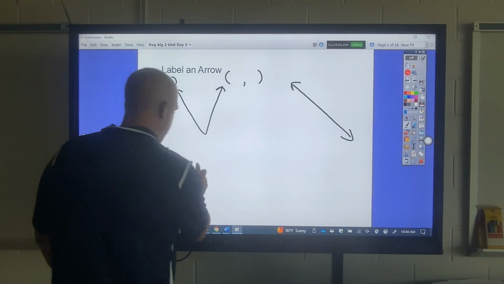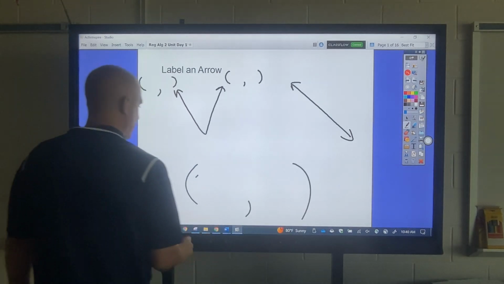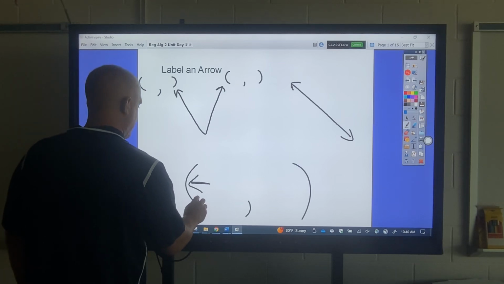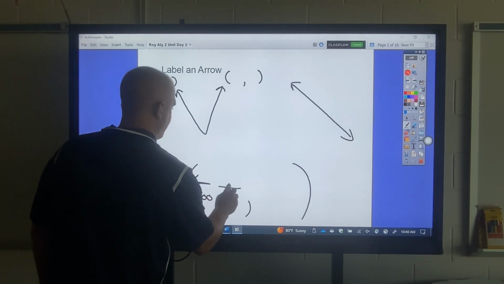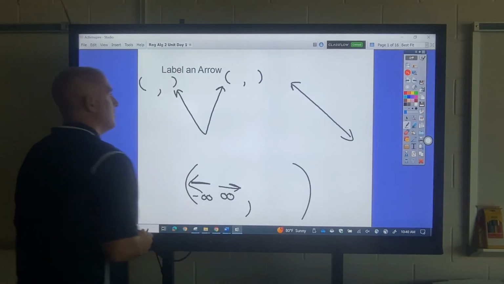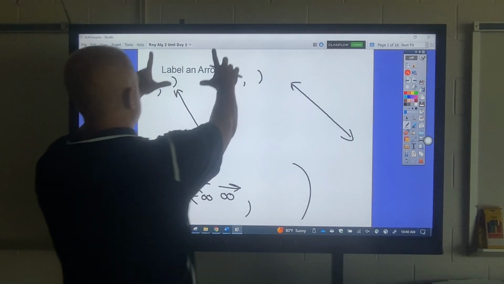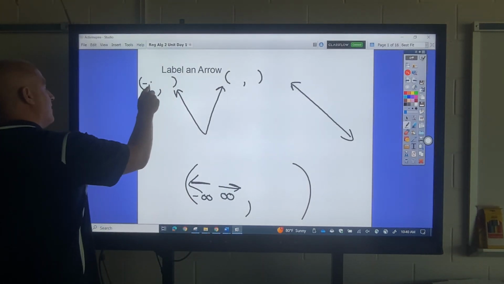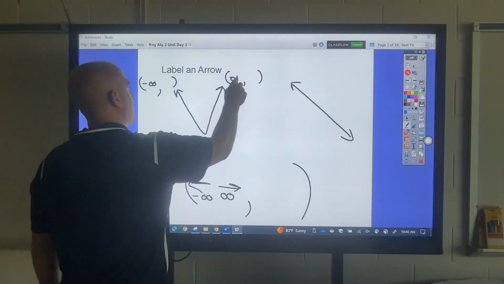Now here's how this coordinate breaks down, okay? If it is a left arrow, we're going to put negative infinity. If it is a right arrow, we are going to put positive infinity, okay? So how you figure out the left and right, just hold your hand up. Whichever arrow is furthest left is the left arrow. So that would be negative infinity. This is the right arrow, so positive infinity.